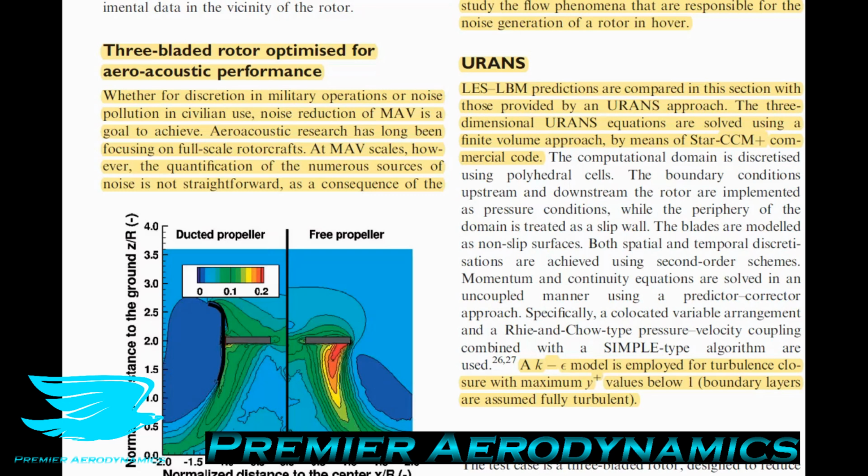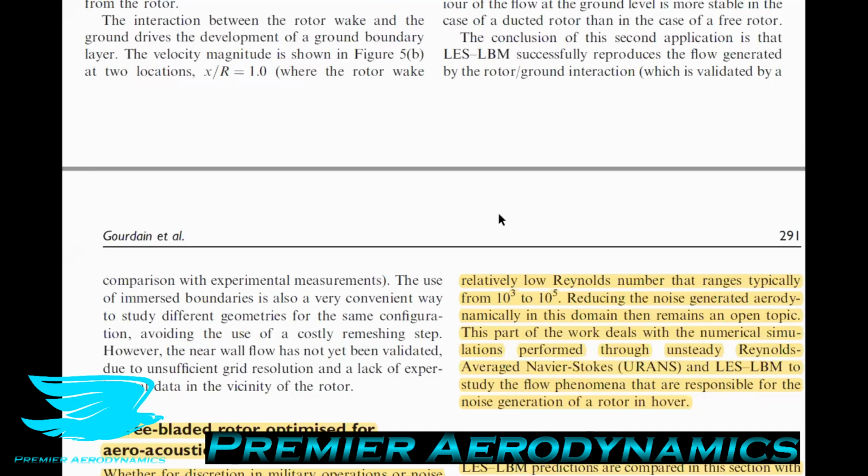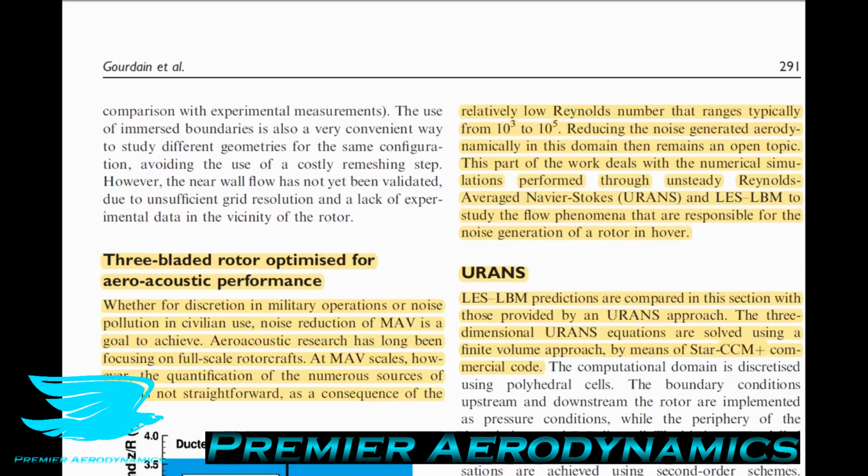So they say, whether for discretion in military operations or noise pollution in civilian use, noise reduction of MAVs is a goal to achieve. Aeroacoustic research has long been focusing on full-scale rotorcraft. At MAV scales, however, the quantification of the numerous sources of noise is not straightforward, as a consequence of the relatively low Reynolds number that ranges typically from 1,000 to 100,000. Reducing the noise generated aerodynamically in this domain then remains an opaque topic.